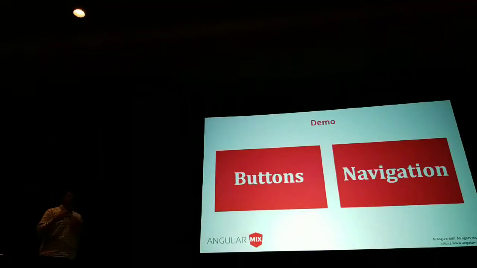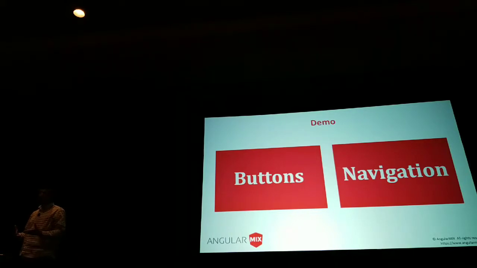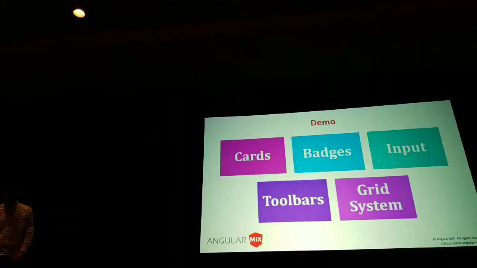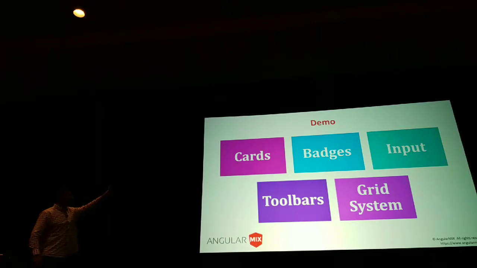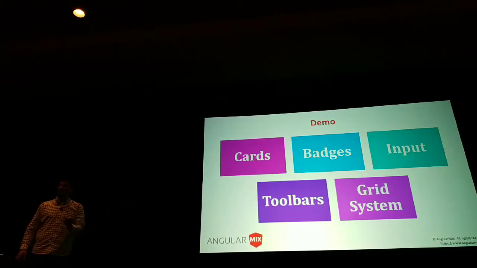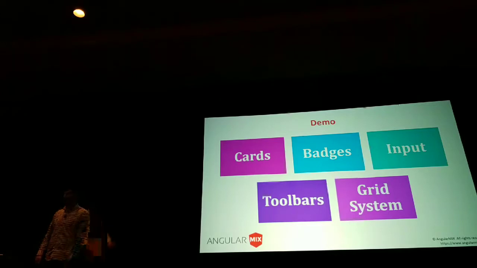Okay. So now we have to start actually adding some functionality to our app. So we're going to come in here now and we're going to add several visual components that Ionic gives. So Ionic gives you these things like cards, badges, which are very common constructs to see visually on the phone, input controls, toolbars, and Ionic even comes with its own grid system. So I'm going to show you these five aspects right here.